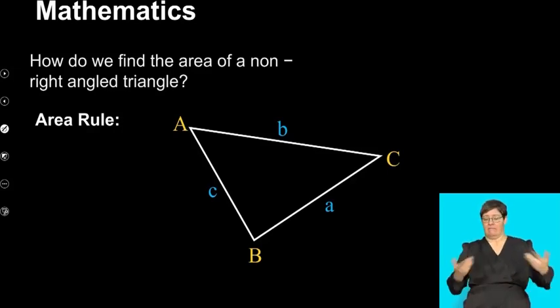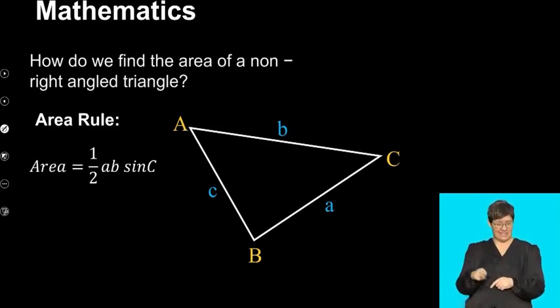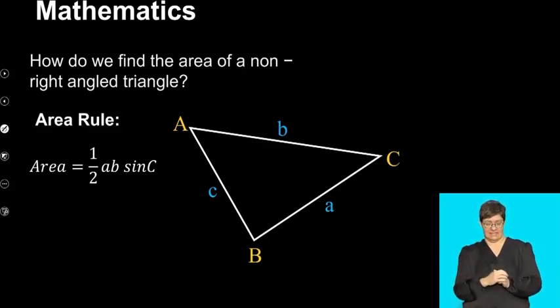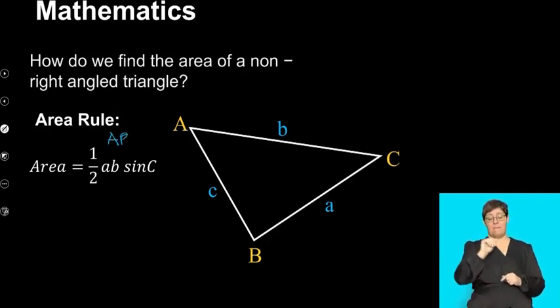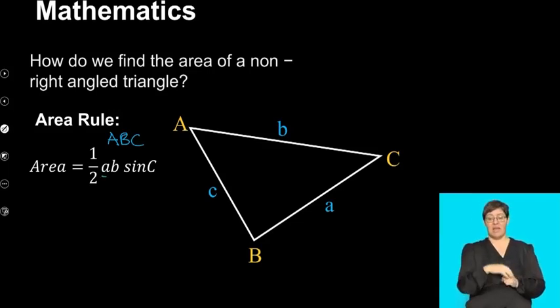So the area rule is pretty simple, even to memorize. It states that the area of any triangle ABC, in this case, equals half ab sine C. Because our triangle is triangle ABC, you'll notice a and b go here and the remaining letter is the angle C. So it's pretty simple to memorize.